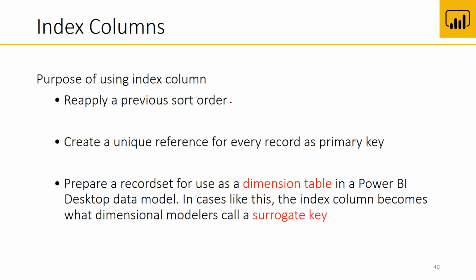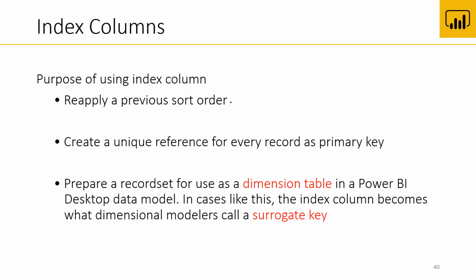Another use of the index column is to create a unique reference key. Unique reference key means what? Suppose I am going to create transactions. So when a new transaction is made, a transaction ID should be generated. So this index column can be used as a transaction ID. These are just integers that are automatically generated, and this can be used as a primary key for some reference.